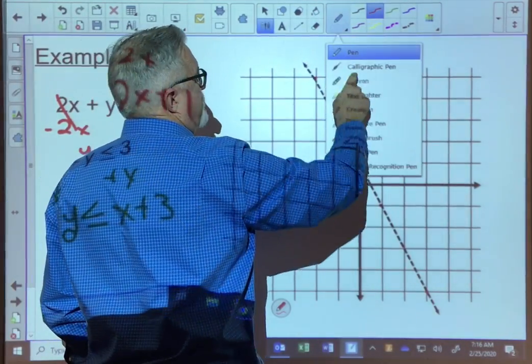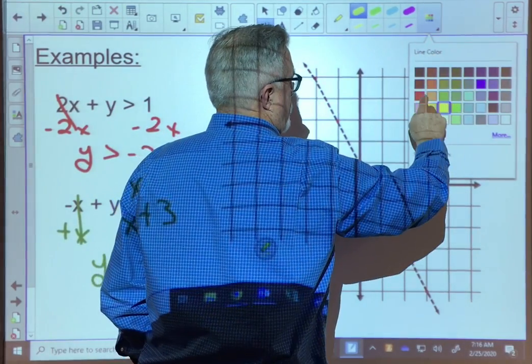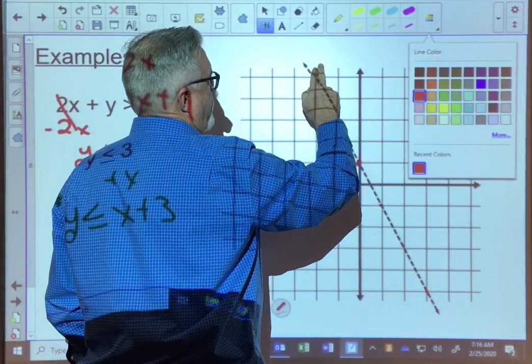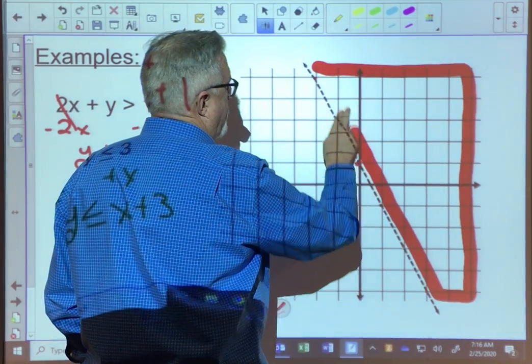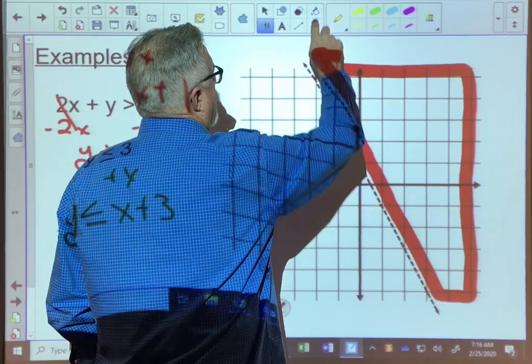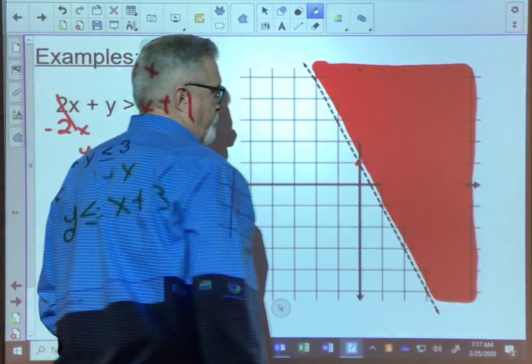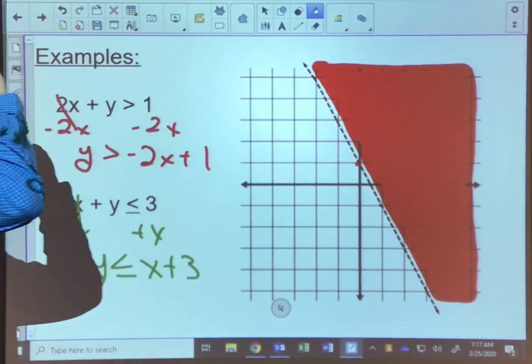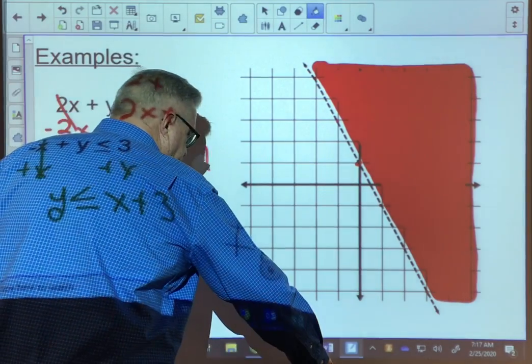So let's go ahead and shade that in. We'll use a highlighter. And since we chose red on this one, we'll use red. So we're going to bring this down and we're going to shade it all in. Okay, and let's go ahead and just fill that. So we've got that one graphed. Let's go ahead and take a look at the one we did in green here.